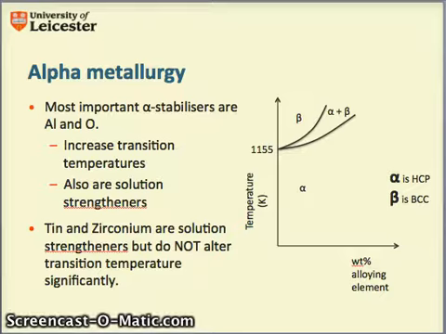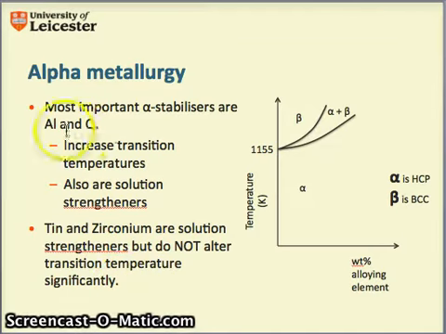Here's an example of a phase diagram of titanium when alloyed with alloying elements that are called alpha stabilizers, and the most important ones of these are aluminium and oxygen. So what these do as you add aluminium or oxygen is they stabilize the alpha phase. They make the temperature at which it transfers to beta go up. So you'll have more alpha in your microstructure. They also act as solid solution strengtheners as well. Tin and zirconium also are solid solution strengtheners, but they don't change the transition temperature significantly. So they're known as neutral elements.